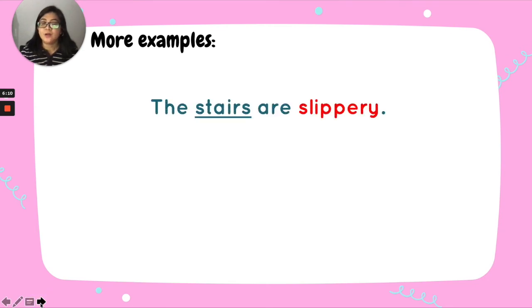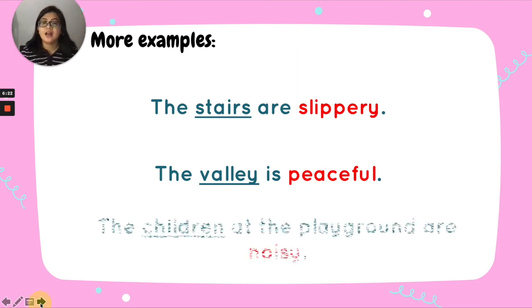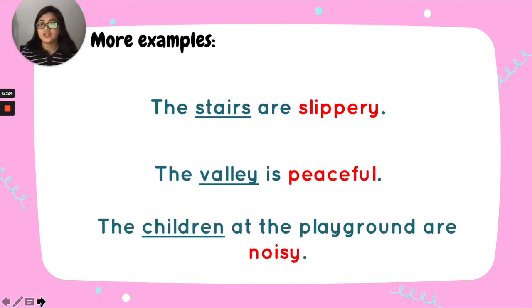Now, more examples. The stairs are slippery. Your noun in the first sentence is stairs, and your adjective is slippery. The valley is peaceful. Your valley is your noun, and peaceful is the adjective. The children at the playground are noisy. Here, you're describing the children, which are noisy.